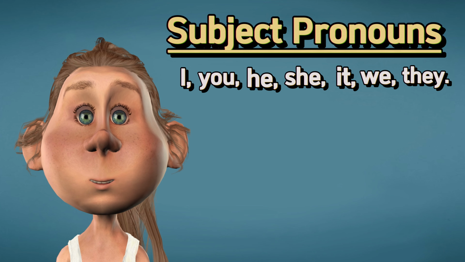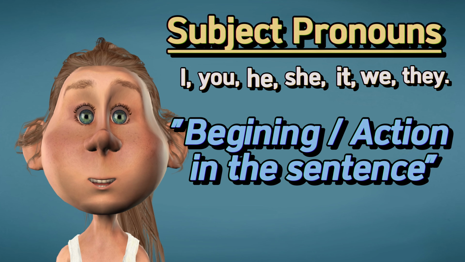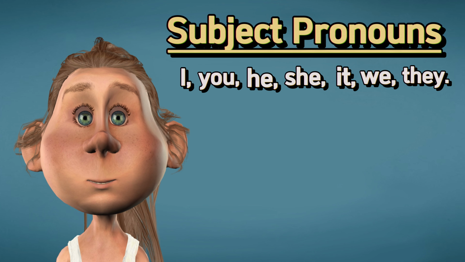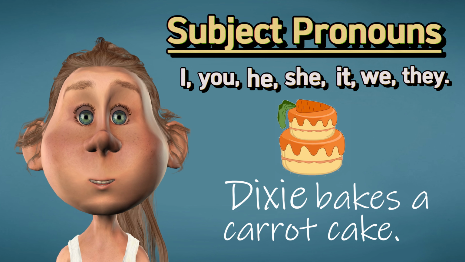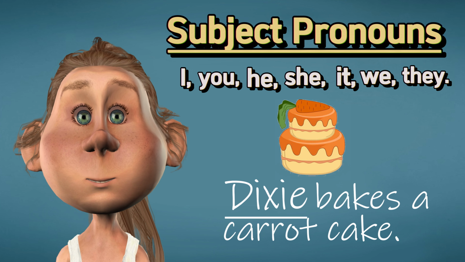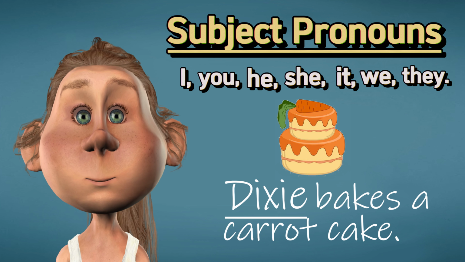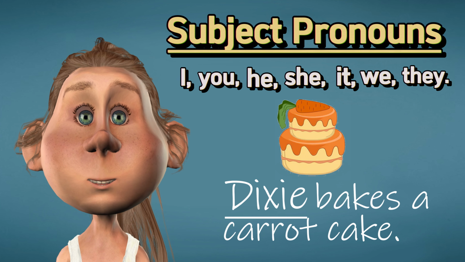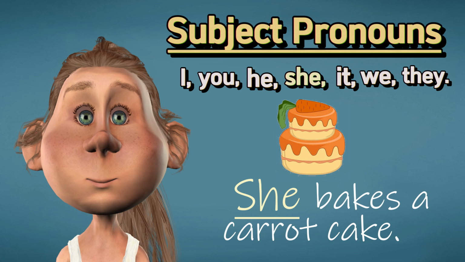A subject pronoun usually comes at the beginning of a sentence and does the action in the sentence. Dixie bakes a carrot cake. In this sentence, Dixie is the noun, or more specifically, a proper noun. What should we replace Dixie with? Dixie is a girl, so we're going to replace it with she. She bakes a carrot cake.